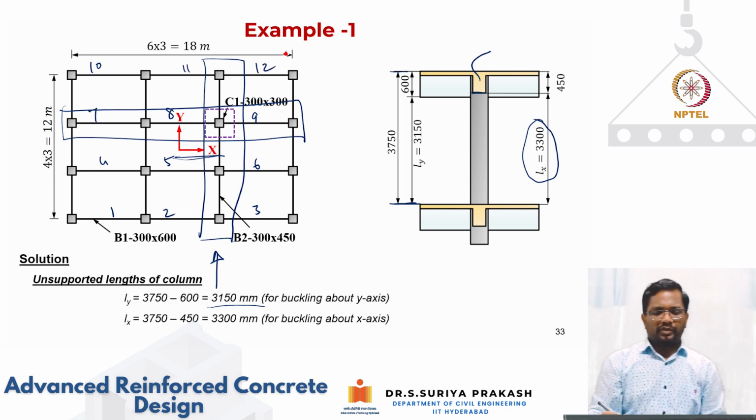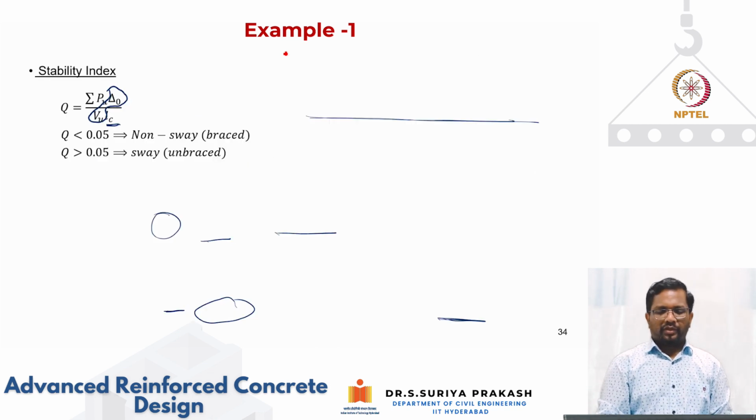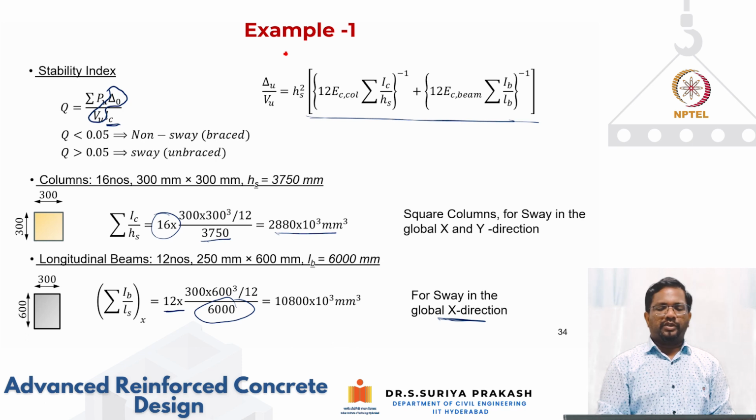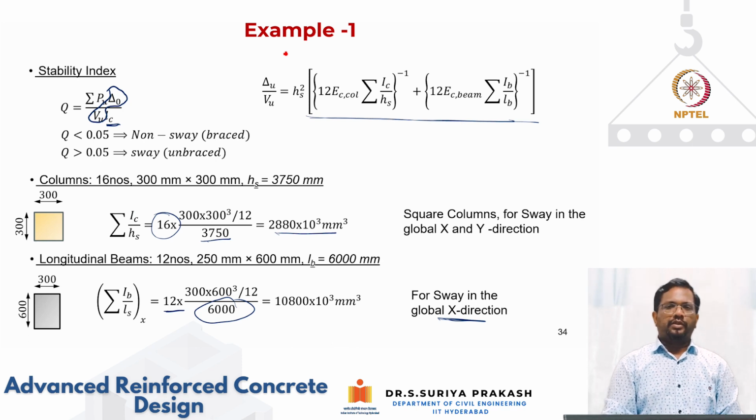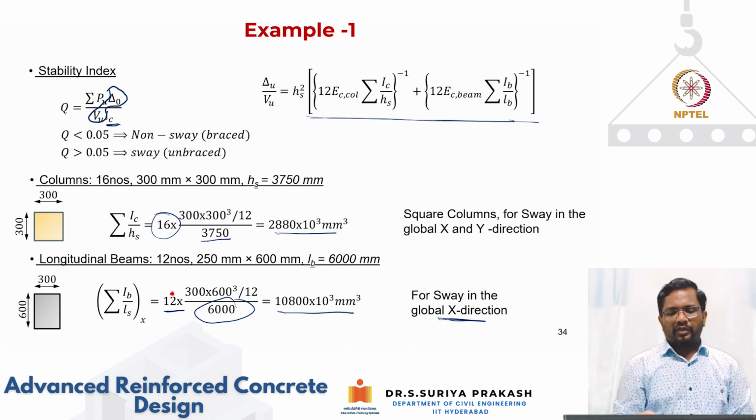So 12 such girders. Similarly, if you look at the y direction also, you'll have the same number of girders. But only the moment of inertia of the beam that we need to consider has to be different. So if you see that we have 12 such beams, when you multiply that, you get the total stiffness of all the girders as 10,800 into 10 to the power of 3 millimeter cube.